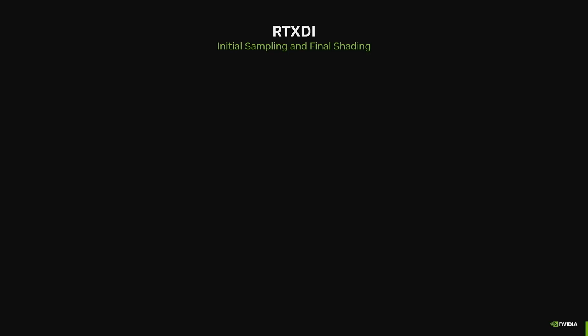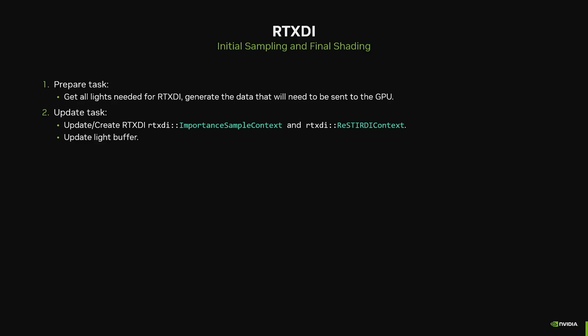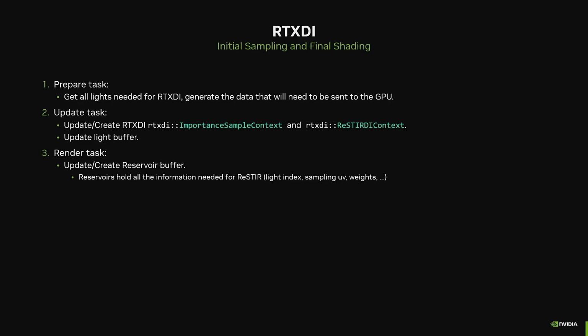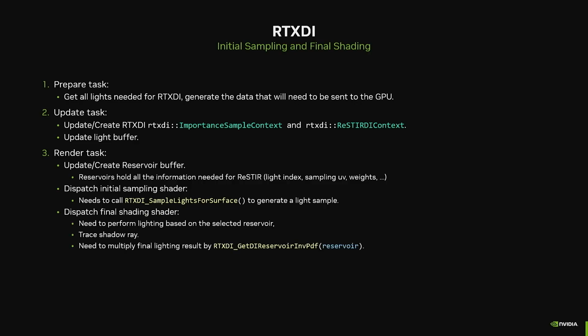So for the initial sampling and final shading, the prepare task is fairly easy. You just gather all the lights that need to be run in RTXDI, generate all the data necessary, and you're good to go. For the update task, simply upload your light buffer. And for the render task, simply call your initial sampling shader that will create the reservoir, and the final shading shader that will ray trace the lights and do the final lighting computation.